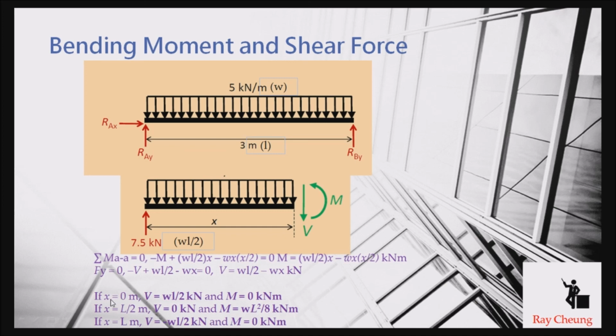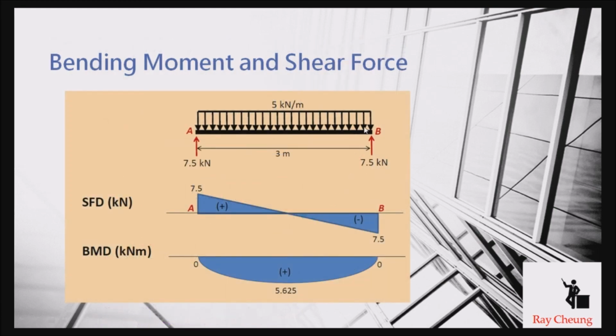Just do the same for x equal to 0, L over 2 in the middle point, and the end point. When x is equal to 0, you just put it in the formula here. This is 0 for the moment, and you will find out WL over 2 is the shear. If we put x in the moment equation, you will see 0. And then we put x in the middle, which means WL divided by 2, and this is the equation, and you will find out the diagram is something like this. And just put WL divided by 8 here, and you will find out the bending moment diagram.